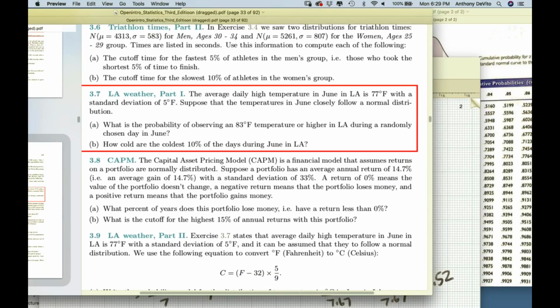The weather's been hot the last few days, so this is appropriate. Unfortunately, it's California weather, but, you know, what can we do?